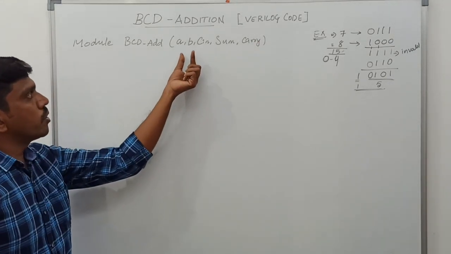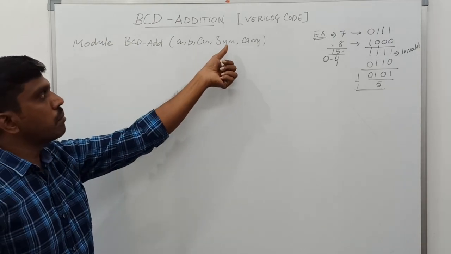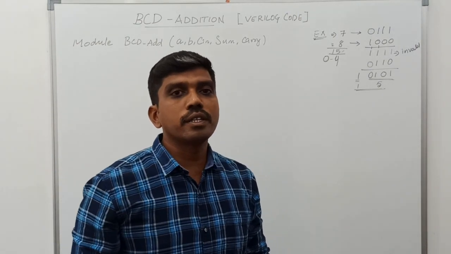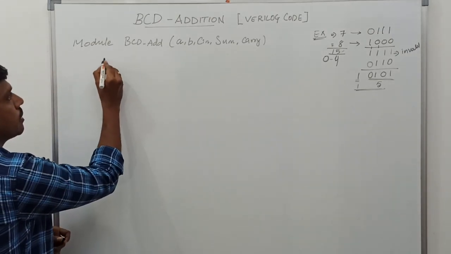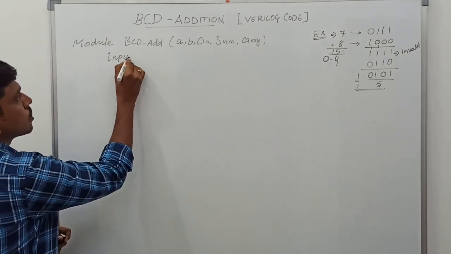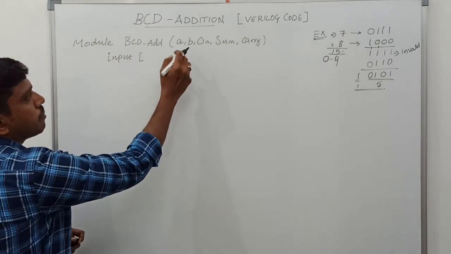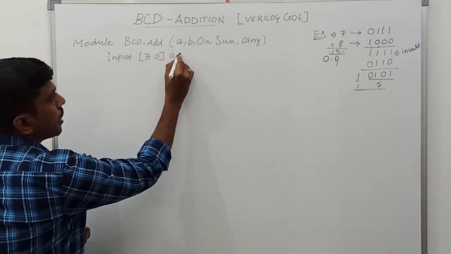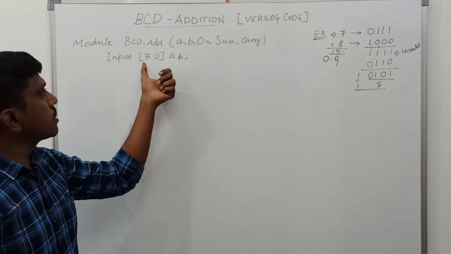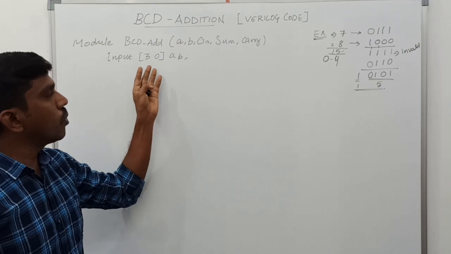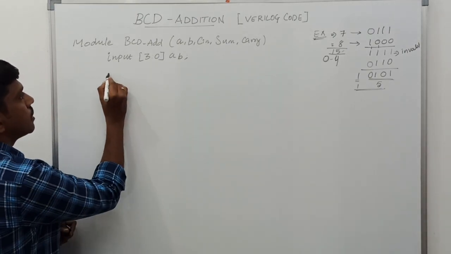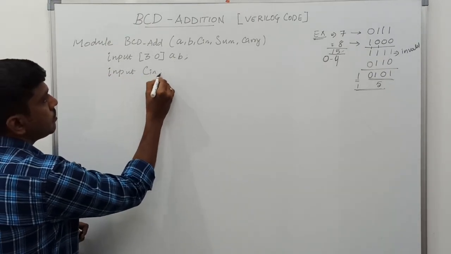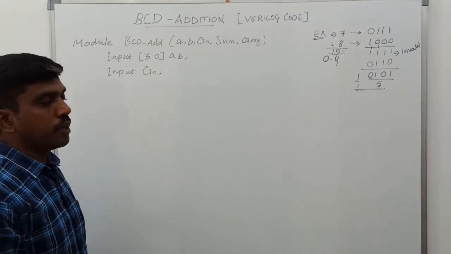So in this program we are using 5 variables: A, B, Cin, sum and carry. Among these 5 variables, we will declare here which are used as input values and which are used as output. So input: A and B I declared as arrays, 3 to 0, so you can take 4 bits of values for A and B. The next one, input Cin. This bit is also taken as an input value.